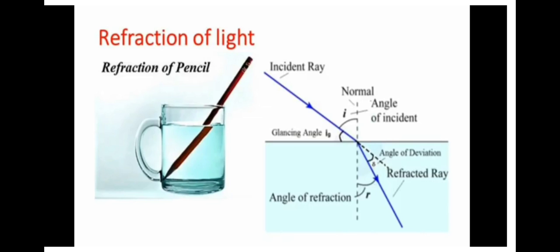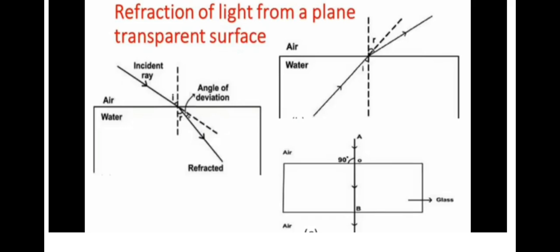The velocity of light depends on the nature of the medium in which it travels. Velocity of light is more in a rarer medium, that is low optical density, than in a denser medium, high optical density. Next, refraction of light from a plane transparent surface.